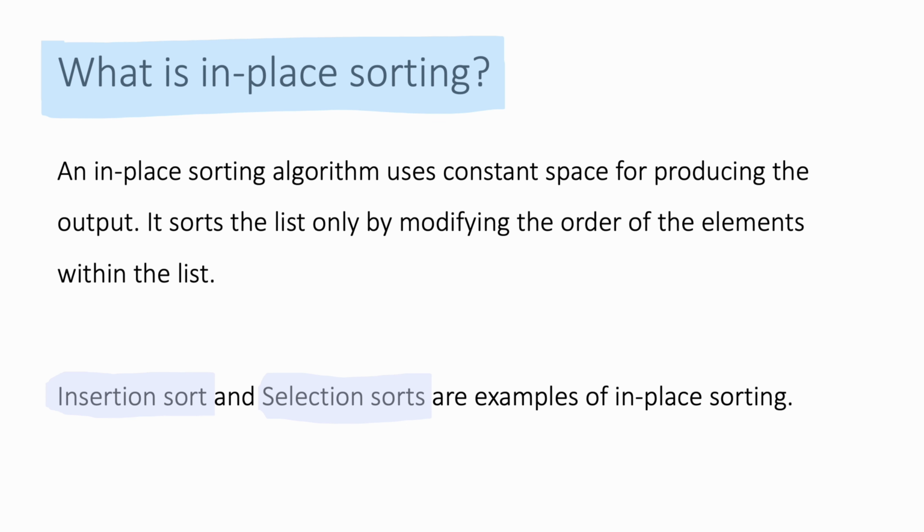So now, what is in-place sorting? An in-place sorting algorithm uses constant space for producing the output. It sorts the list only by modifying the order of the elements within the list. And there'll be a pop-up link at the top right corner of the screen which explains time and space complexity. So if you are not familiar with these concepts, please go to that link so that you have a fair understanding of what time and space complexities are. Insertion sort and selection sort are examples of in-place sorting.